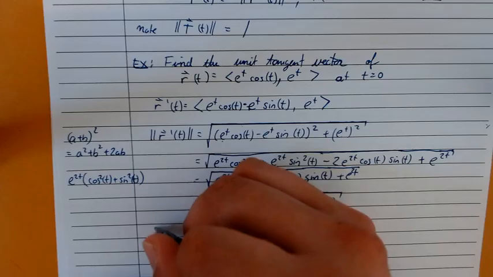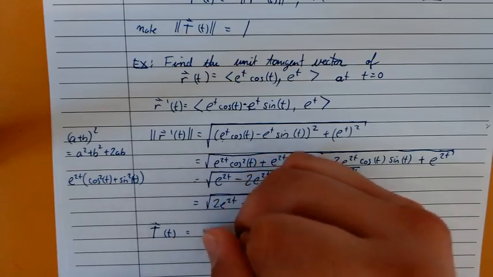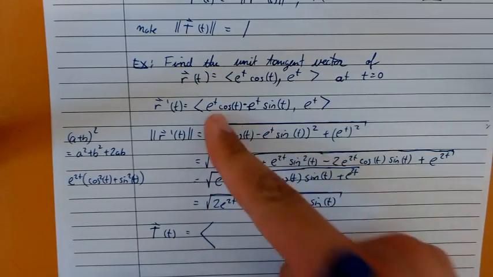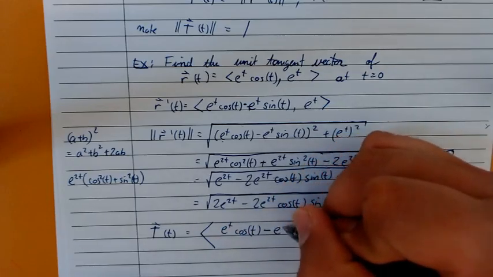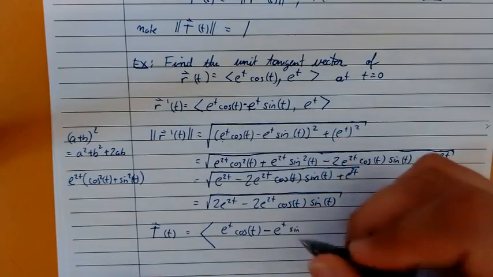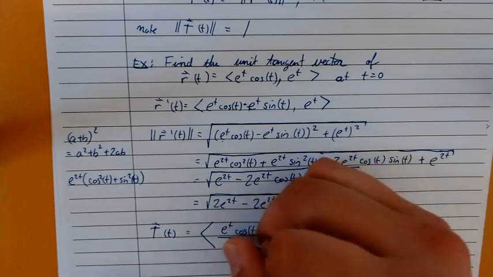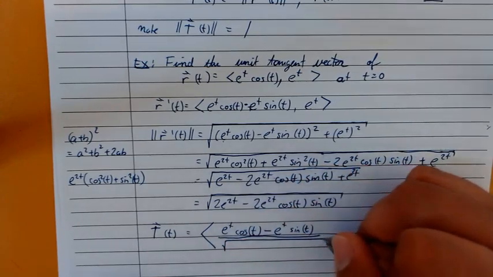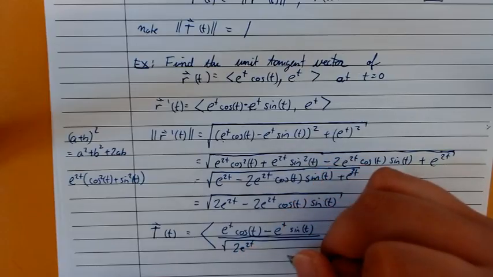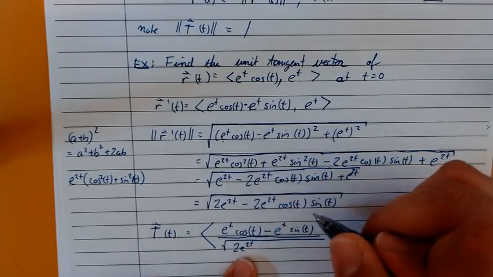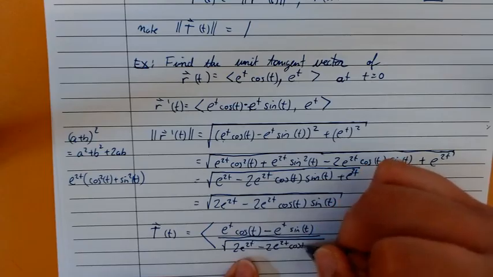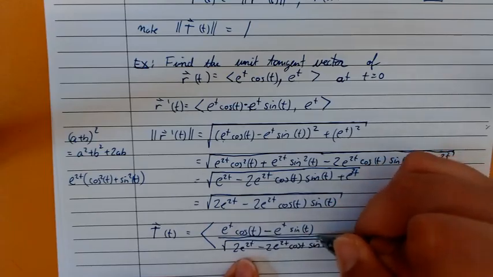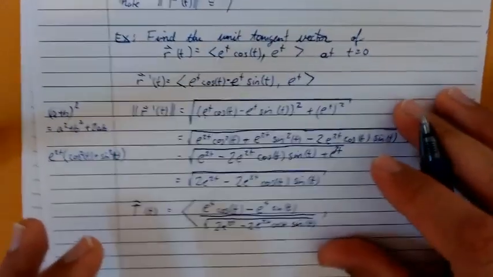So here, the unit tangent vector is equal to, and here I'm just going to write this out as, e to the t cosine of t minus e to the t sine of t over the square root of 2e to the 2t minus 2e to the 2t cosine of t sine of t, comma, and then same thing over here.